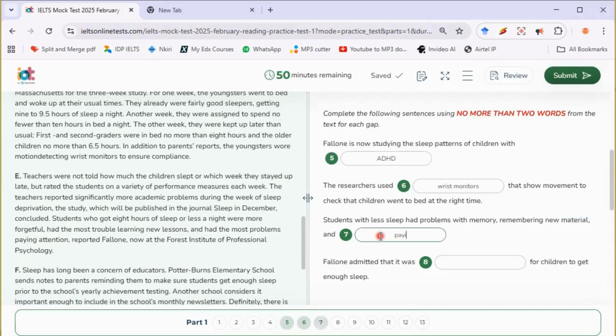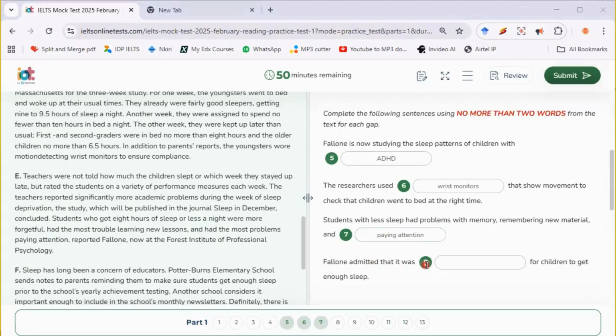Paying attention. That's my answer to number 7. Do you guys agree with me? Let me know if you agree with me. Do you agree with paying attention? Anybody? Let me know if you agree, or if you think another word should be the answer. Paying attention. Thank you. That should be the correct answer. Paying attention.